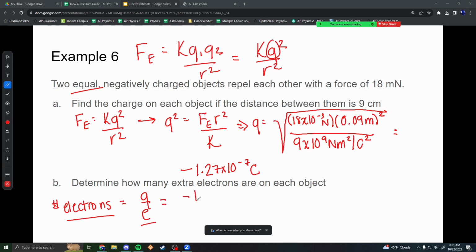So I have negative 1.27 times 10 to the negative 7 coulombs divided by the elementary charge on an electron, which is 1.6 times 10 to the negative 19 coulombs. And what you end up getting is an excess of electrons of 7.9 times 10 to the 11 electrons.